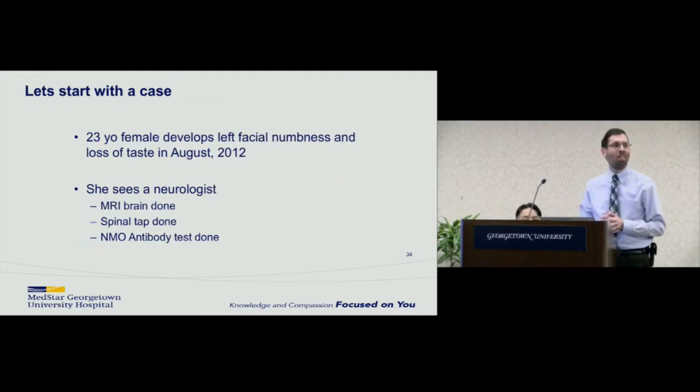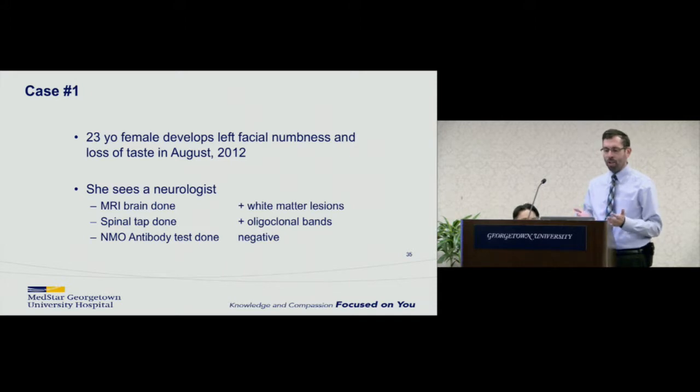So I like to start off with a case. A lot of times we like to teach our residents and students with cases, and this was a very informative case. So this is a 23-year-old female. She was having left facial numbness and loss of taste in August of 2012, and she saw a neurologist. An MRI of the brain was done, she had a spinal tap, and her NMO antibody test was done.